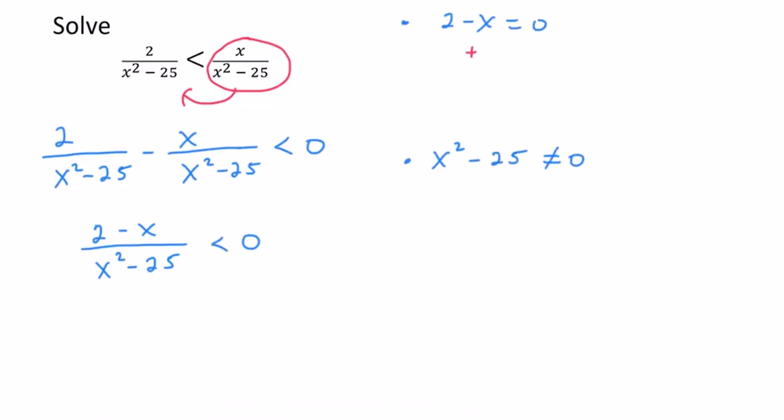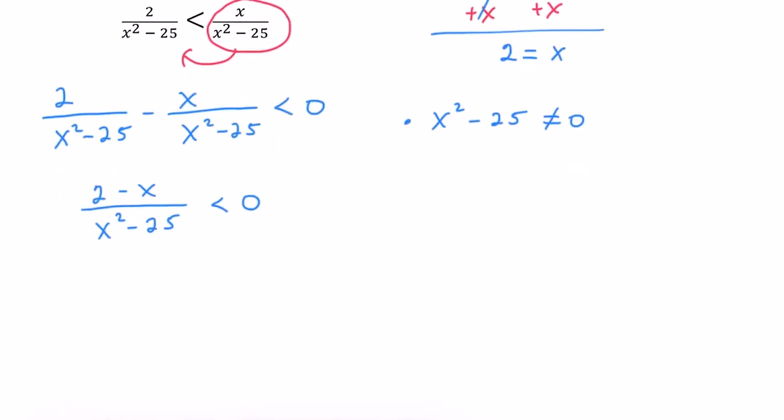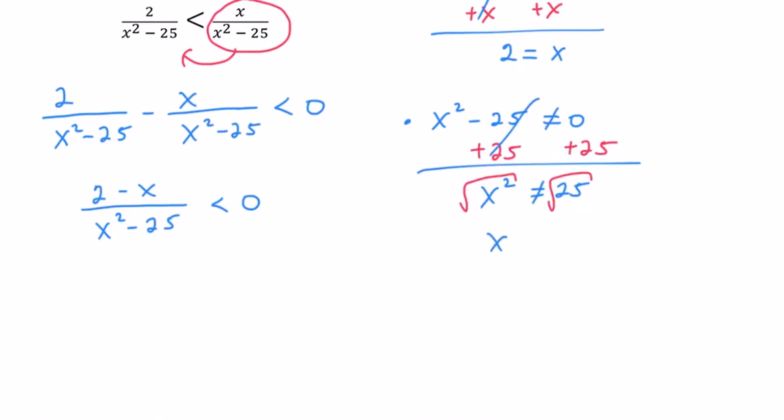So the first one, we can add x over. So x is equal to 2. This second equation, we need to add the 25 over. So we have x squared cannot equal to 25. Take the square root on both sides. So x cannot equal to plus minus 5.